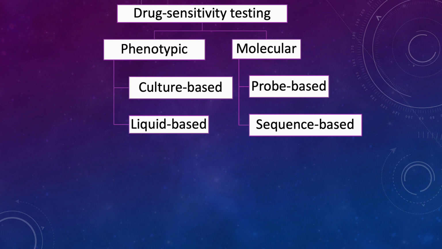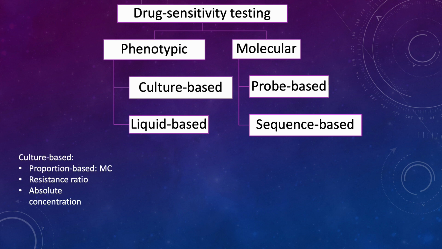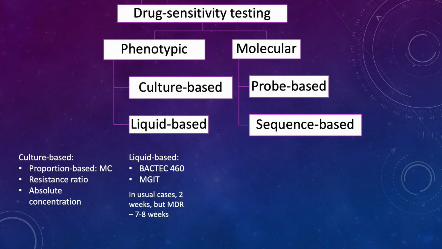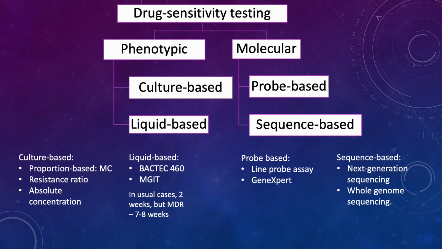It can be diagnosed by phenotypic or molecular methods. Phenotypic includes culture-based or liquid-based methods. Culture-based, the proportion-based method is the most common one, though there are other methods like resistance ratio and absolute concentration. Liquid-based, which we have already discussed, are BACTEC 460 and MGIT. Usual cases of TB take 2 weeks, but in MDR TB, the liquid-based culture takes about 7 to 8 weeks. Probe-based assays include line probe and GeneXpert, which I discussed just now. And next, sequence-based is sequencing the whole genome of Mycobacterium tuberculosis via next-generation sequencing or whole genome sequencing.